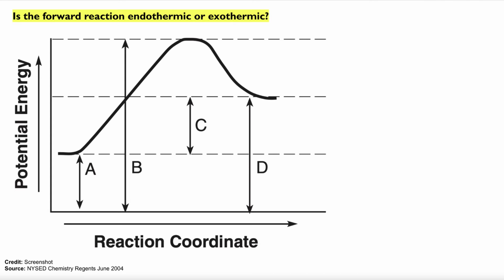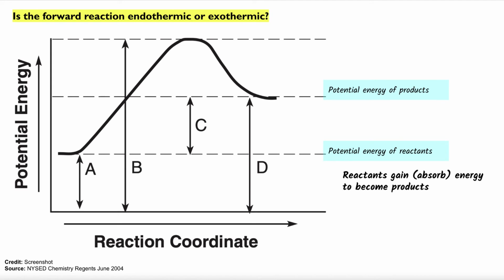So I'm going to start by thinking about where the potential energy of my products is and where the potential energy of my reactants is on the y-axis. So I've labeled those dotted lines now. Remember, when we are talking about an endothermic or an exothermic reaction, we are thinking about whether or not the reactants are losing energy as they become products or gaining energy as they become products. In this example, the reactants are gaining energy or absorbing energy to become products. This is an endothermic reaction. The products have more energy than the reactants, which means that energy was gained or absorbed.